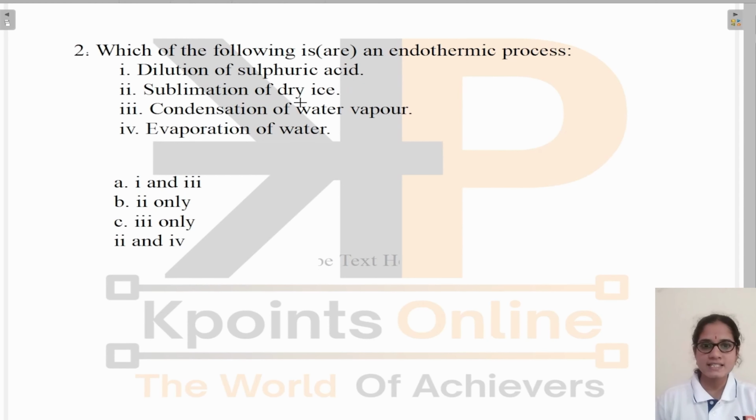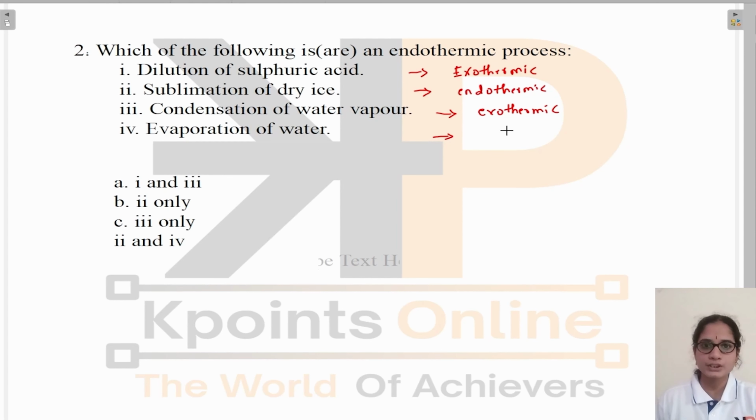Which of the following are an endothermic process or processes? Dilution of sulfuric acid, sublimation of dry ice, condensation of water vapor, evaporation of water. Let us check. Dilution of sulfuric acid is an exothermic process as heat is released during dilution. Then sublimation of dry ice, where dry ice is directly converted into the gaseous state, is an endothermic process as it requires energy. Condensation of water vapor releases heat to the environment, so it is exothermic.